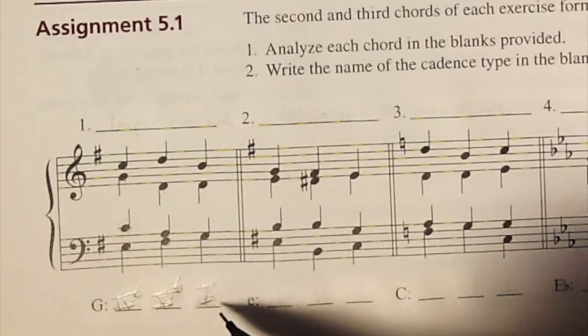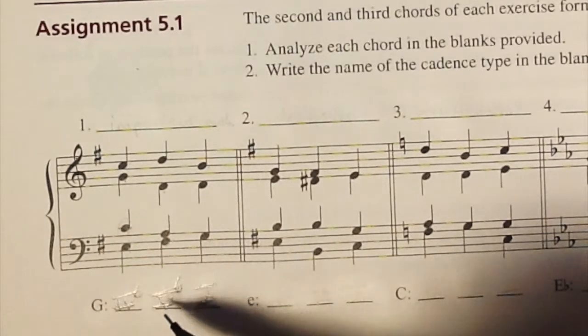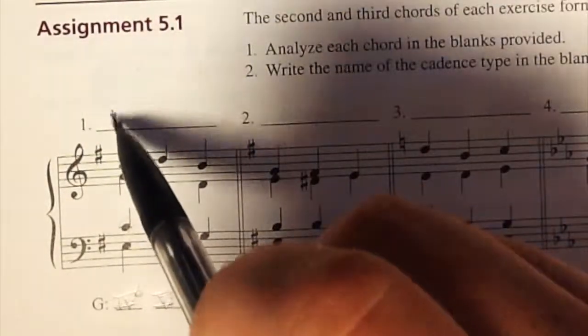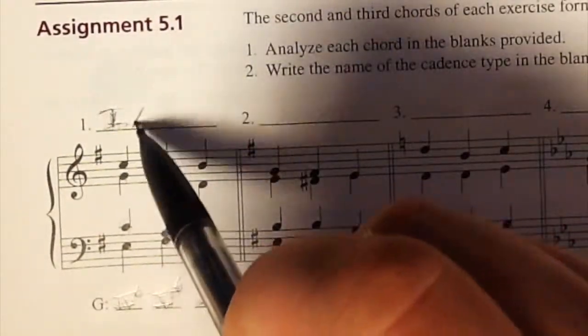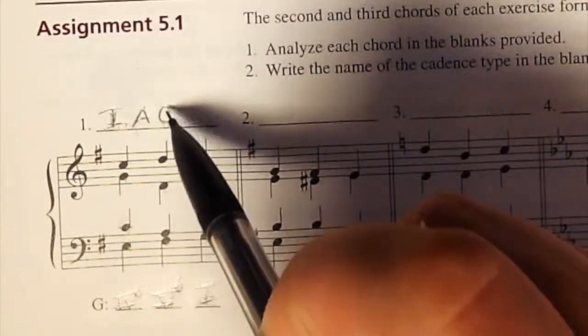It would be an authentic cadence because it's 5-1, but since this first one here is inverted, it's going to be an imperfect authentic cadence. You would label that as an I, A, C.